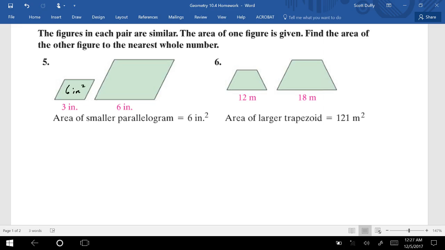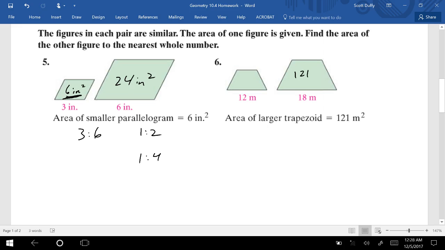Now I know that the perimeter ratio is 3 to 6, which simplifies to be 1 to 2, right? When I square this, the area ratio would be 1 to 4. So if I have 6 for the smaller one, I multiply that by 4, and I get 24 square inches. Booyah.